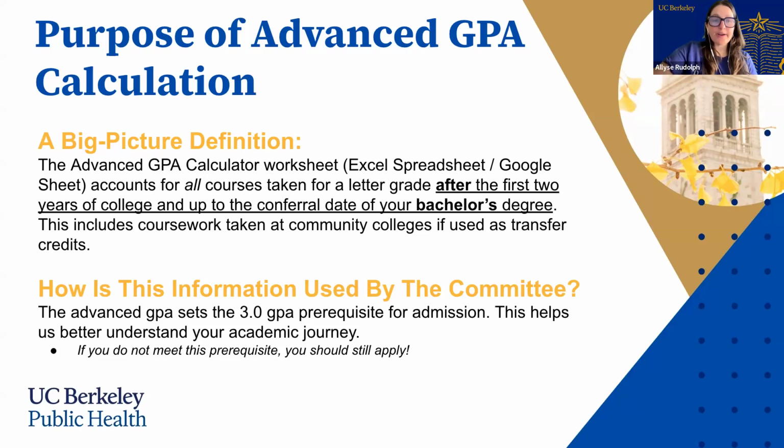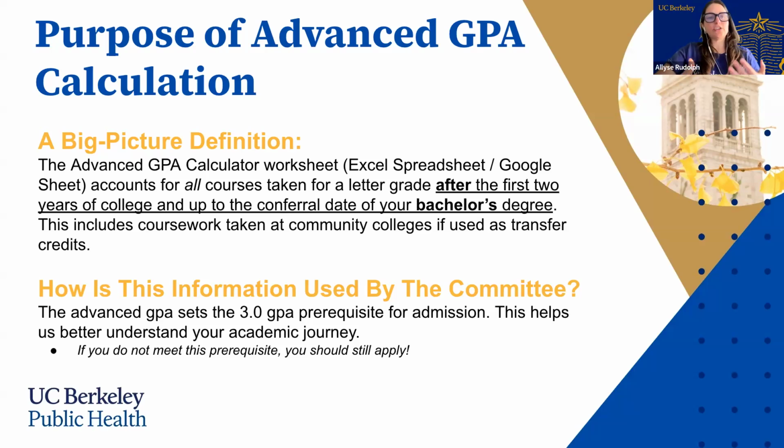So how is this information used? The university, the school of UC Berkeley, requires a minimum GPA of a 3.0. That's a standard set by UC Berkeley. It's not specific to our program. But our program, along with every other graduate program at UC Berkeley, conducts holistic reviews. So that means this 3.0 GPA requirement is not the end all be all of the application process.